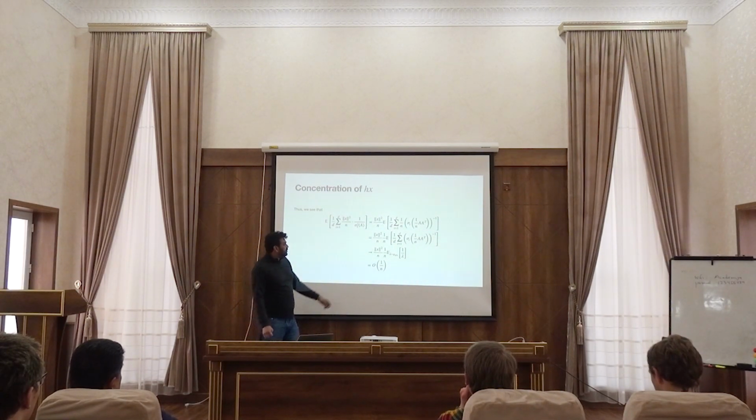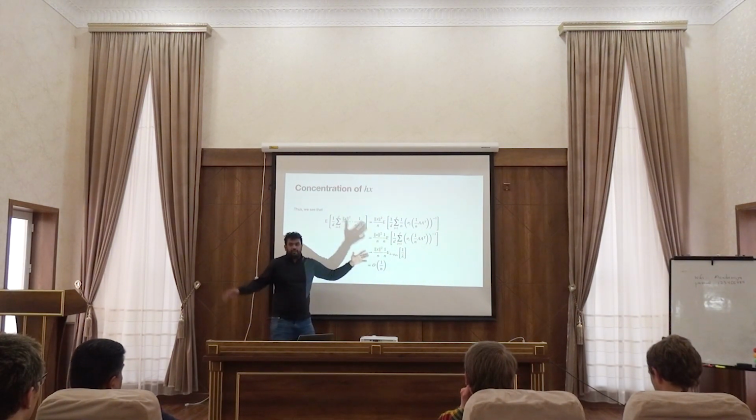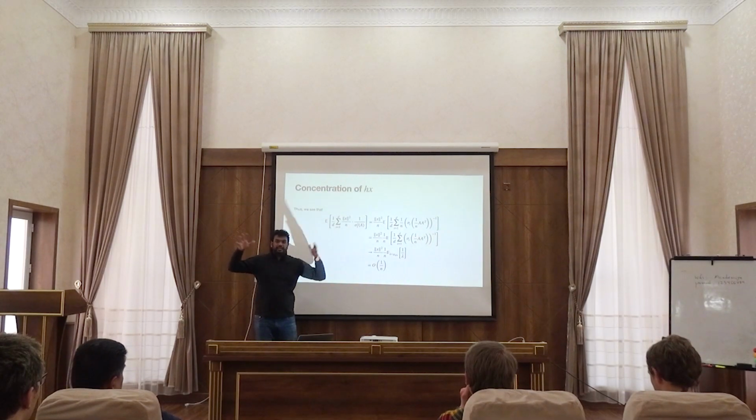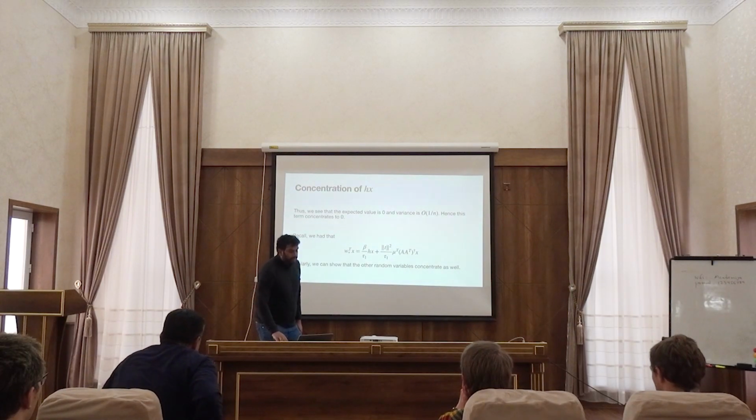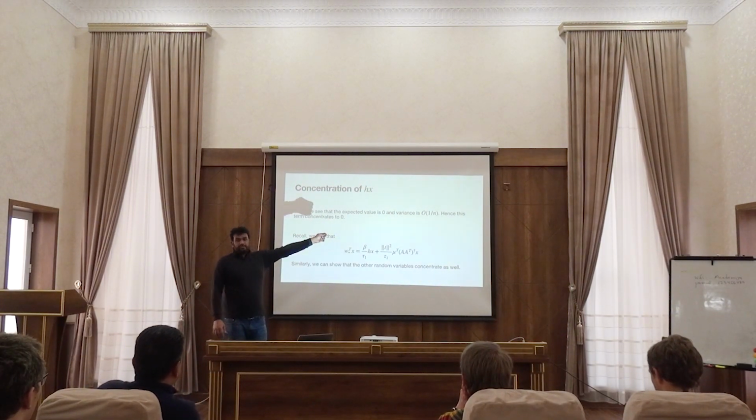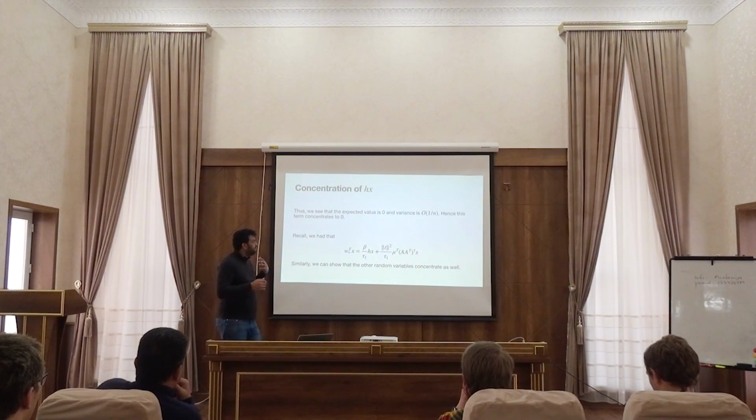And you see that the x squared probably grows like n. And so we have an extra 1 over n, so we see the variance decays like 1 over n. Okay. So what did we see? We saw that the expected value is 0, and that the variance is 1 over n. Right? So this means it's concentrating very quickly to 0 as we increase n. Okay.